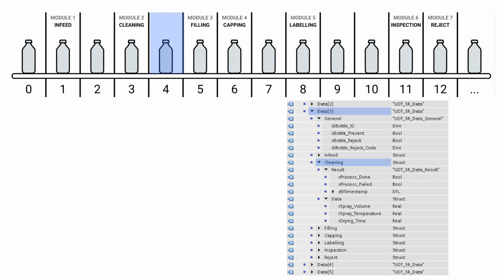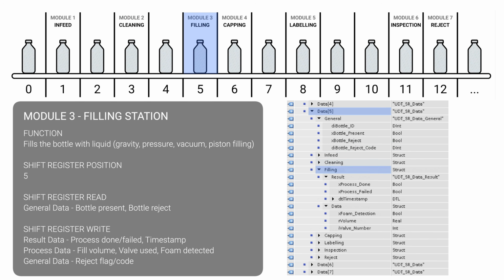After the conveyor moves 2 more steps forward, the bottle arrives at module 3, the filling station. At position 5, the filling station takes care of accurately getting liquid into the bottles. Depending on the product, this might be achieved using gravity, pressure, vacuum, or piston filling. The filling process is only allowed if there's actually a bottle at position 5 and this bottle hasn't been marked as a reject, which basically means it passed the cleaning step that came before it.